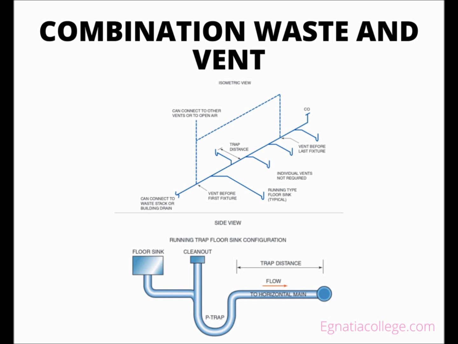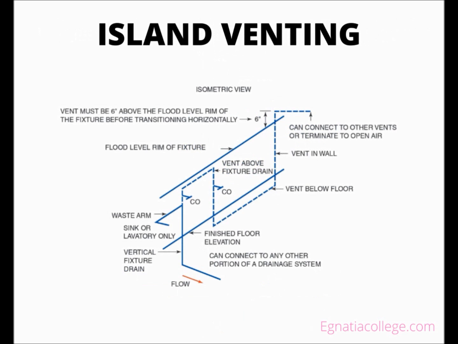The distance a trap can be located from the horizontal branch is limited and dictated by codes based on the size of the fixture drain. This distance of the trap from the horizontal drain is known as the trap distance and is the same distance allowable as for conventional drainage and vent systems discussed earlier in this chapter. Most plumbing license exams contain questions about combination waste and vent systems.